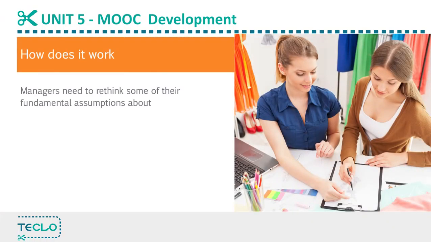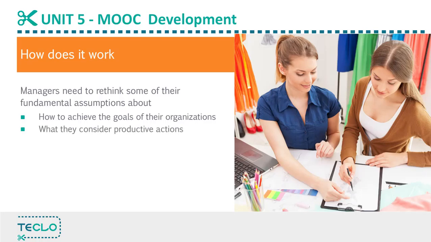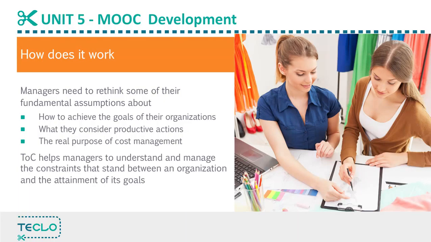How does it work? Managers need to rethink some of their fundamental assumptions about how to achieve the goals of their organisations, about what they consider productive actions, and about the real purpose of cost management. TOC helps managers to understand and manage the constraints that stand between an organisation and the attainment of its goals. Once the constraints are identified, TOC subordinates all the non-constraining resources of the organisation to the needs of its core constraints. The result is optimisation of the total system of resources.